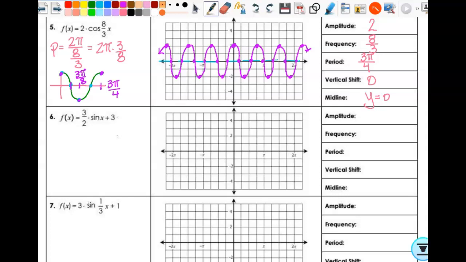All right. So let's look at number 6. What is the amplitude? 3/2. Frequency is 1. Period is. Vertical shift is. And the midline is y equals 3. I'm on it today. All right, so you go ahead and you graph this one.